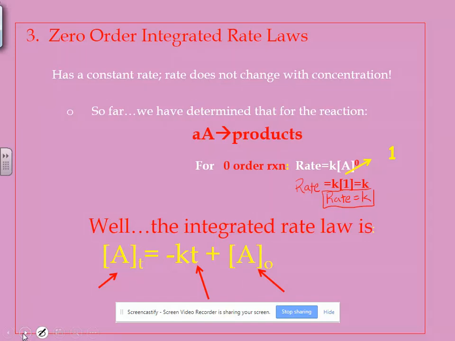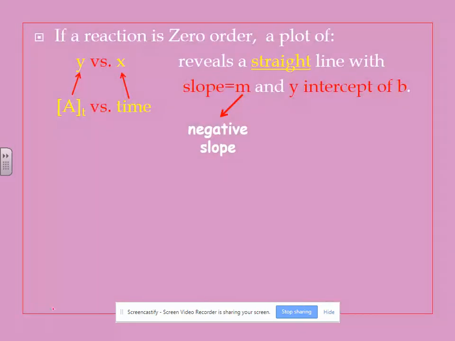The corresponding integrated rate law for a zero order reaction is concentration of A at time equal to T equals negative KT plus the concentration of A at time equal to 0. Again, this is still in the slope-intercept form, y equals mx plus b. If a reaction is zero order, a plot of concentration of A versus time will reveal a straight line with a negative slope and a y-intercept of b.